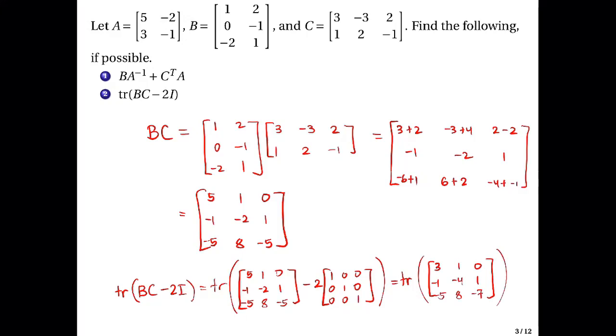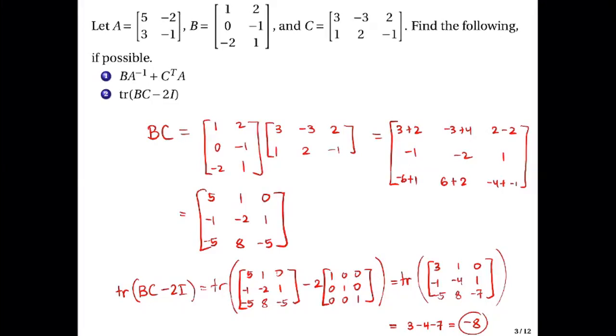And therefore, for the trace, you just add the diagonal entries. So this is now equal to 3 minus 4 minus 7. This is equal to minus 8. So this is the trace of BC minus 2I. Okay?